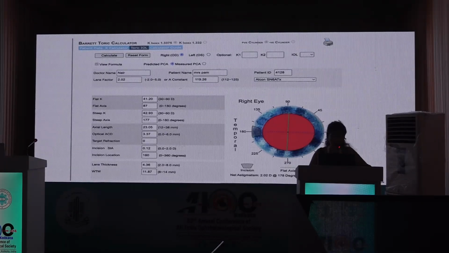Just sharing an example of the Barrett's Toric calculator. This is a free online software that is available. You just have to enter your data: the patient's name, age, the lens that you want to use, the lens factor, and you have to give the flat K, the axis, the steep K, the axis, the axial length, all the parameters that will add to the accuracy of the IOL power that it calculates. Then it will give you the IOL power as well as the steep axis where you need to implant the IOL.